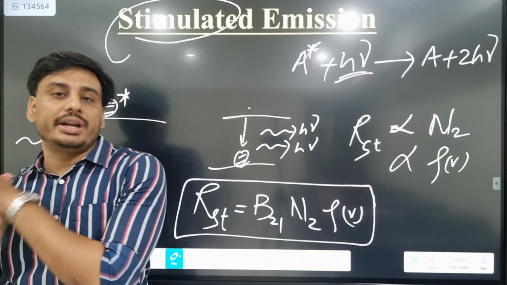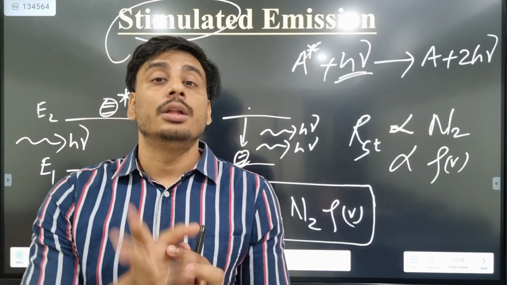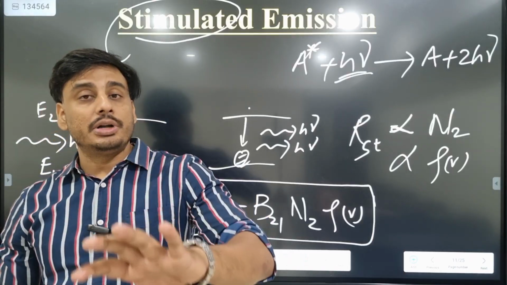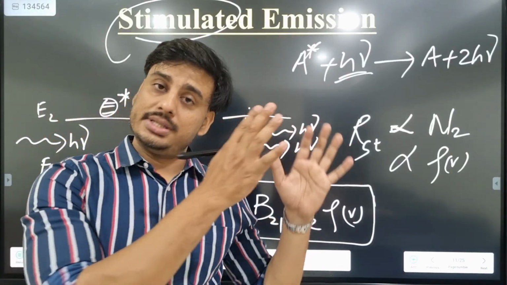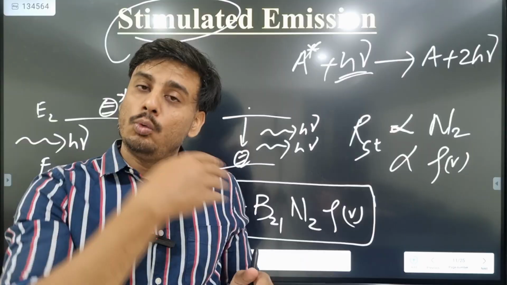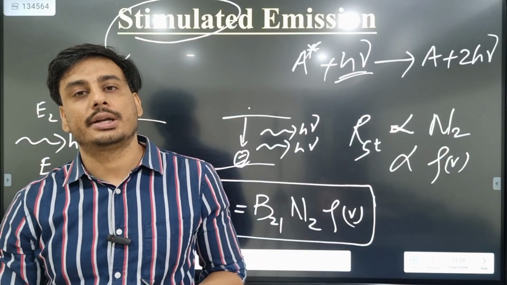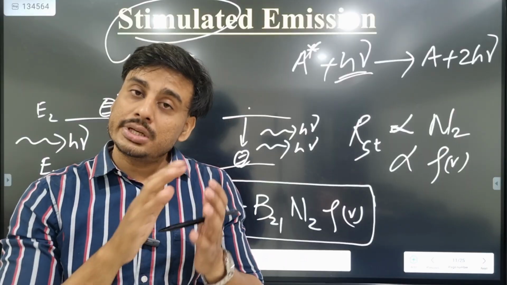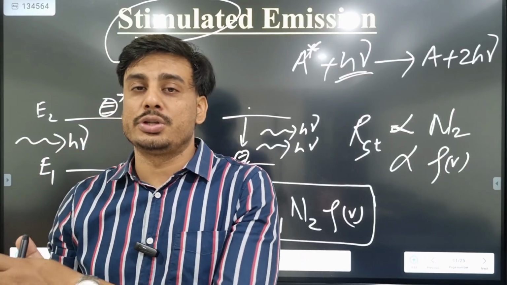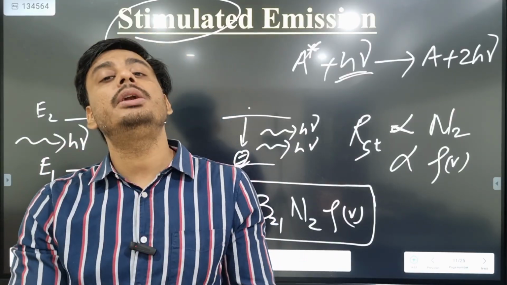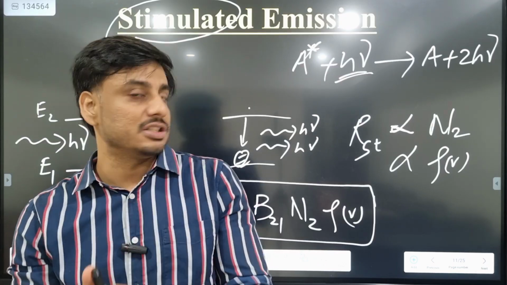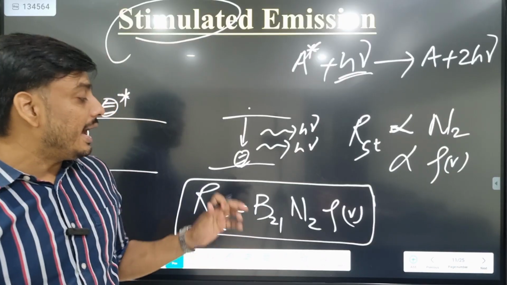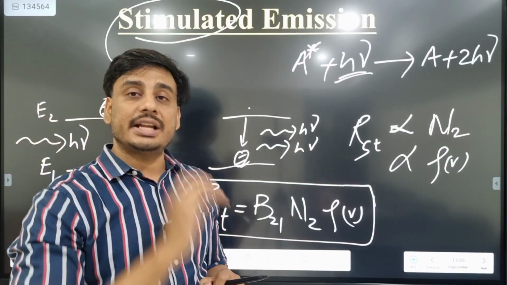where B21 is a proportionality constant which is known as Einstein's coefficient of stimulated emission. Again I am repeating the difference between spontaneous emission and stimulated emission. In spontaneous emission, the particles are in the excited state, so on their own they release energy and come to the ground state. But in stimulated emission we are giving some external energy in order to trigger that process. So when we externally trigger the emission process, that is said to be stimulated emission.